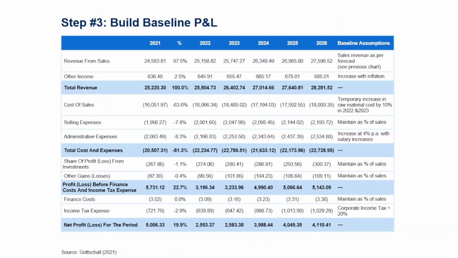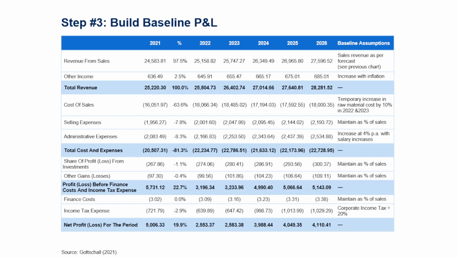Then, once I have the forecast revenues, I can build the rest of the profit and loss statement. And you see here on the right side, I have made some assumptions. So I started off with a sales forecast as per the previous page. For other income, I just assumed that other income will increase with inflation. So I built that over the years 2022 to 2026 based on the inflation forecast. And then I made assumptions for other lines.